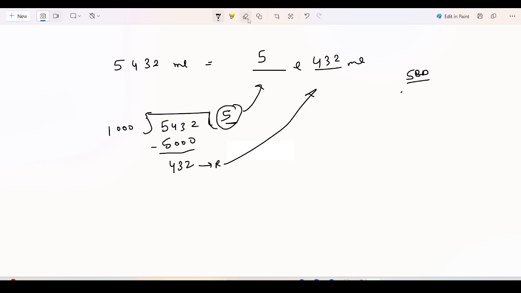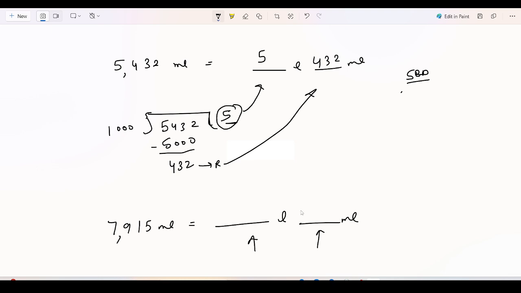Okay. Now tell me this: 7,915 milliliters, how many liters and milliliters are there? Oh, 7,915? So there's 7 and then 915. 915 is the remainder. So what should I write in liters and what in milliliters?